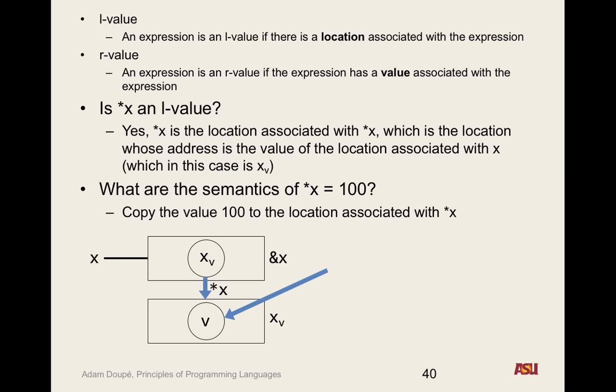And so we can do that, and take 100 and have my dangling arrow finally make sense here. Then we're going to copy that 100 to the value of the location star X. We know the location star X is the second box, which has the address XV. And so we're going to copy 100 in there and replace that. Does that make sense? More or less? Questions?